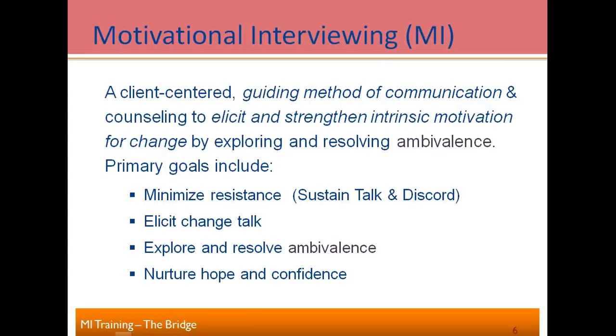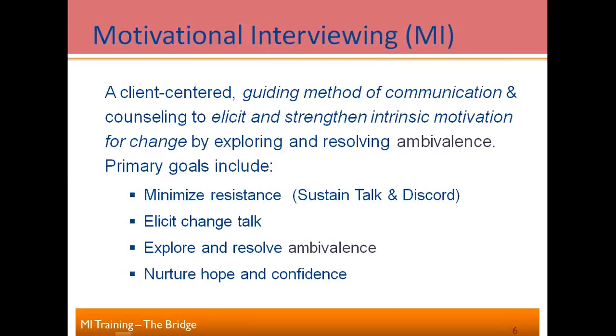So when we think of motivational interviewing, we can think of it as client-centered, and that means that we're there to meet the client's needs. We focus on what the client is presenting to us and their needs. It's a client-centered guiding method of communication. Now, I'm going to add something here. It's not on the slide, but I want to add it: when you think of motivational interviewing, there are a couple of things I want you to always keep in mind.